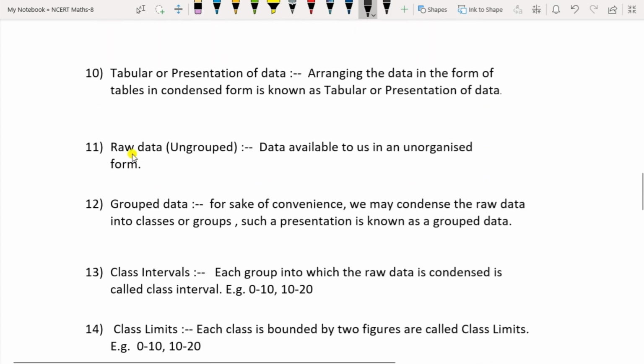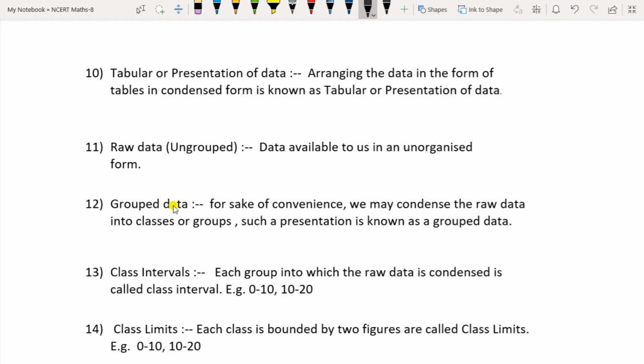Now what is raw data? Raw data is also called ungrouped data. So data available to us in an unorganized form is called raw data. Then this unorganized data is changed to an organized one. Like if we collect the number of children data in a particular society, then we group it according to the building number.